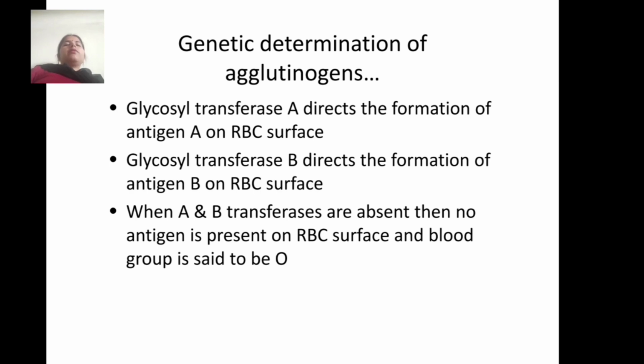Glycosyltransferase A directs the formation of antigen A on the RBC surface. Glycosyltransferase B directs the formation of antigen B on the RBC surface. When A and B transferases are absent, then no antigen is present on the RBC surface and the blood group is said to be O.